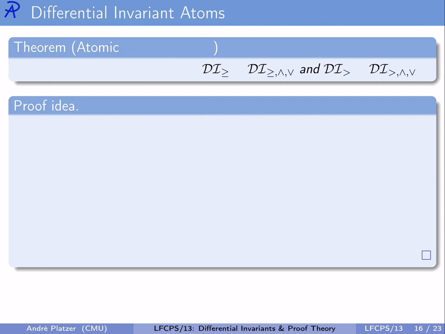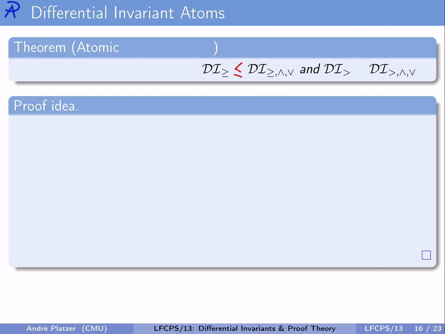Look at all the atomic cases. So how do single inequalities compare to inequalities of conjunctions and disjunctions? Well, certainly everything we can prove with single greater or equal, we can also prove with differential invariants that have greater equal and would have been able to use ands and ors, we just don't use them. So that's obvious. The question is the other way around.